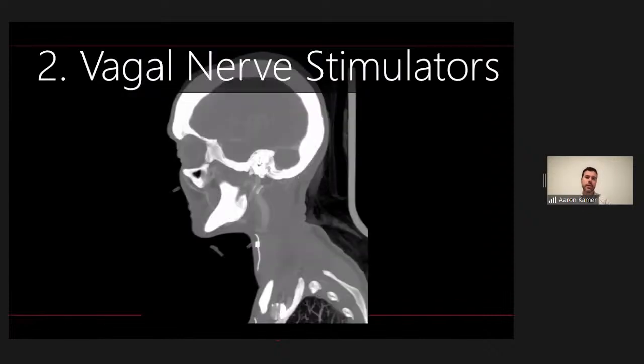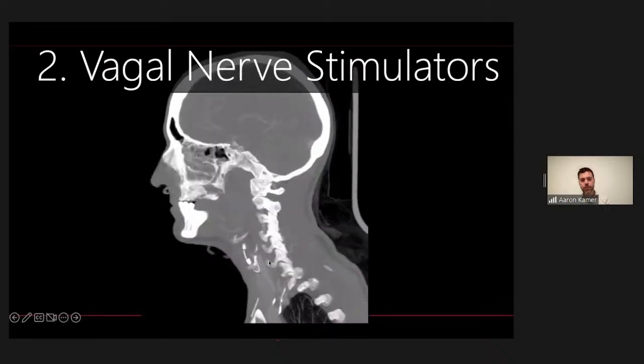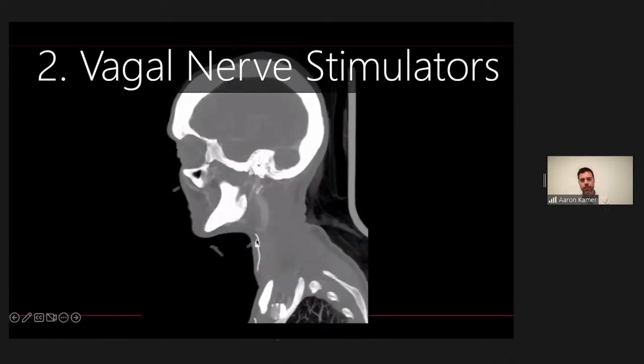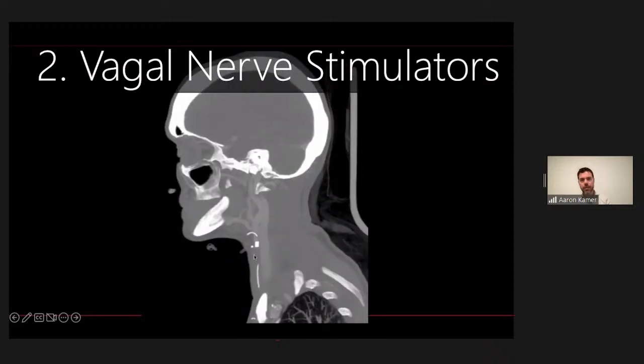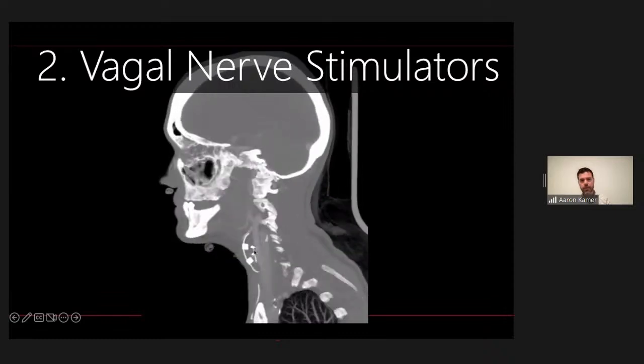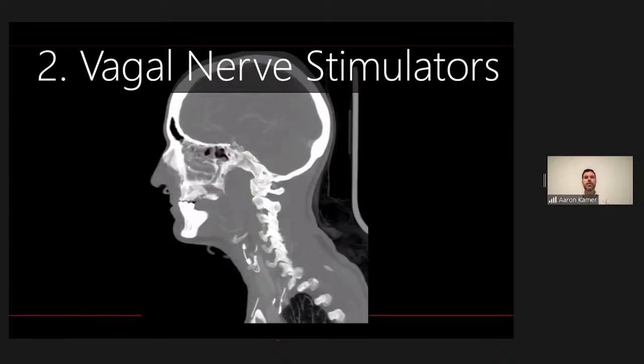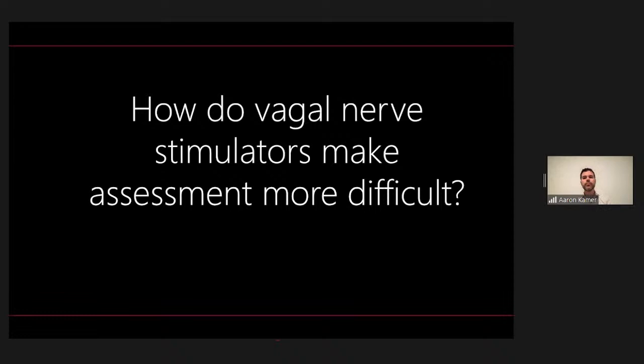On a CT angiogram, here's a sagittal MIP image. We can see that vagal nerve stimulator pretty well here. And you can see that the leads are in the region of the carotid artery. That's where you'll expect to see it, because that's where the vagus nerve runs. So don't be confused when you see one of these patients or one of these devices, especially in patients with epilepsy.